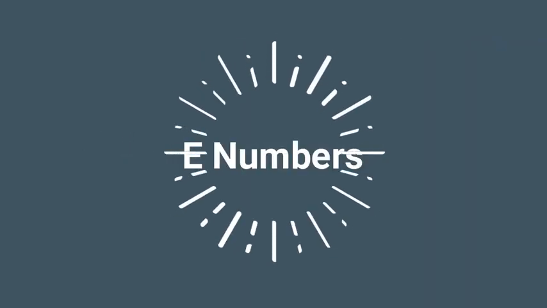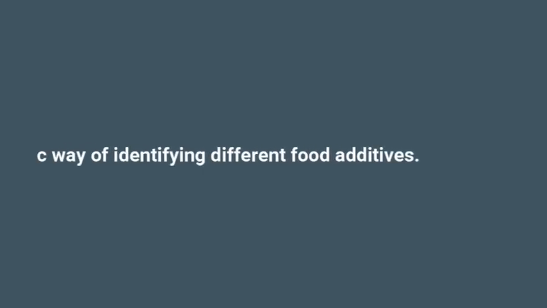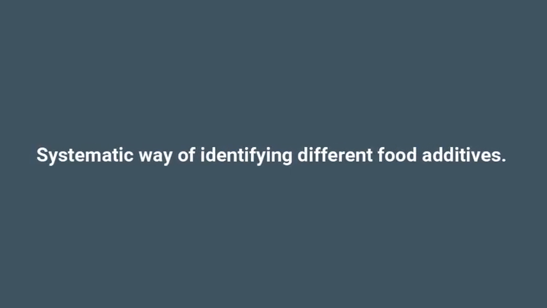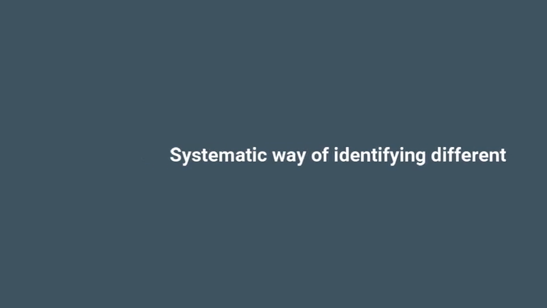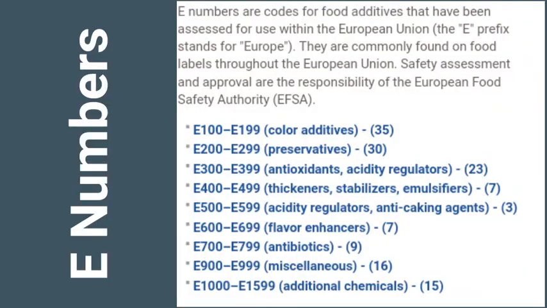E numbers. This is a systematic way of identifying different food additives. These are categories of E numbering system.